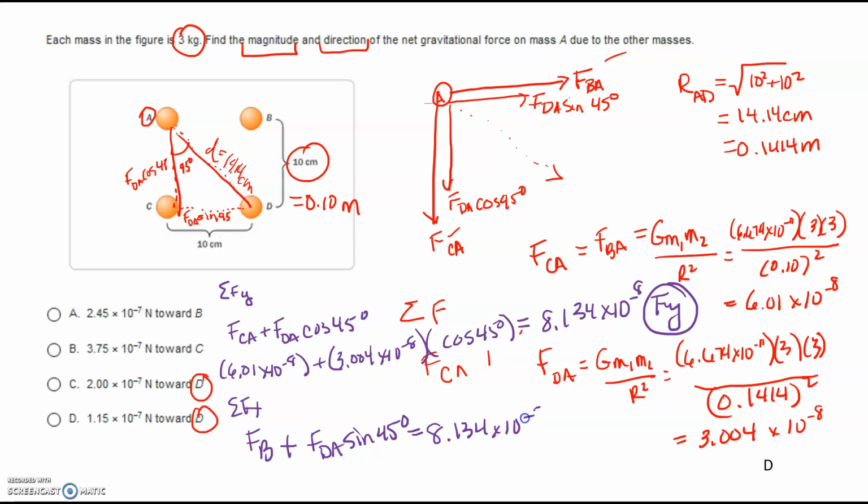8.134 times 10 to the negative 8. And that's my forces in the x. And then to find my resultant force, I'm losing room here, so sorry, I'm going to do this. I'm going to plug this in to here, and this in to here. The only reason I'm not writing it out is we're going to lose our question here in a minute. But I got 1.15 times 10 to the negative 7th newtons. So that's going to be this one.